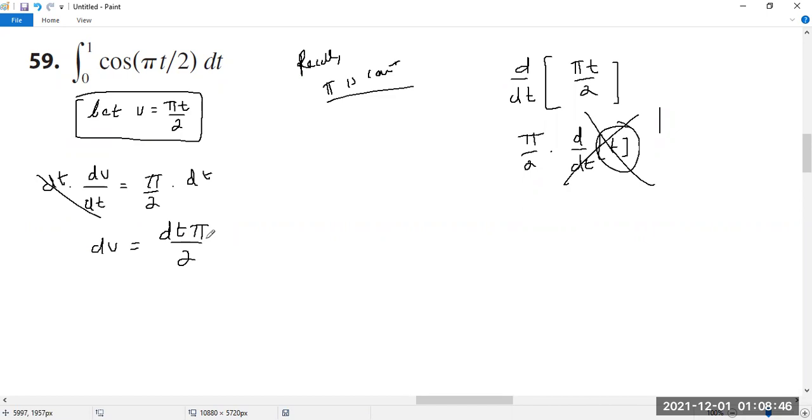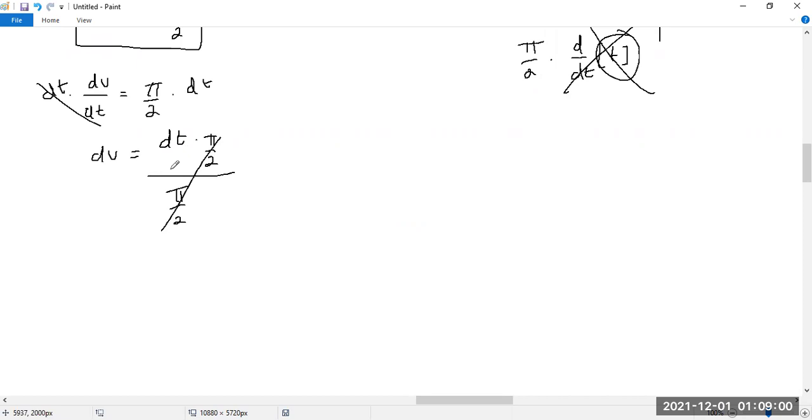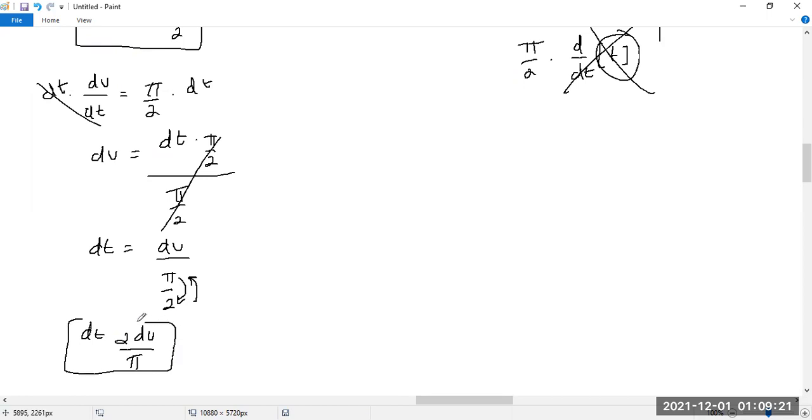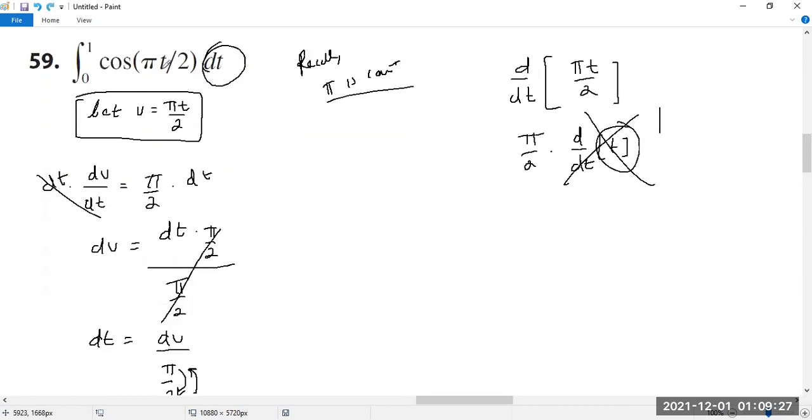So du equals dt times pi over 2. You can just leave it like this, and then we'll divide both sides by pi over 2 to get the dt alone. So dt equals du over pi over 2, which is du times the reciprocal, 2 over pi. So we multiplied by the reciprocal. So this is dt. We can replace this part with this, and then we can replace u.